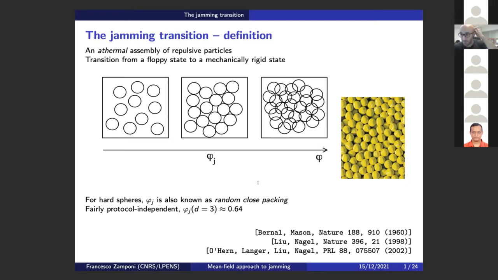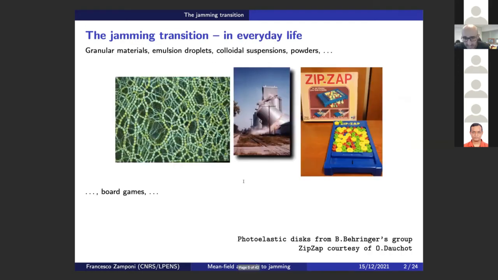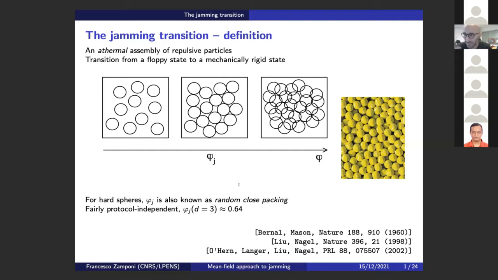So people thought that the jamming transition could also be identified with the random close packing. So the marginally jammed state, the state where particles are just touching, if these are hard particles, would be at random close packing. Okay. And then there was a long debate about how to define properly random close packing mathematically, but I'm not going to enter into that.